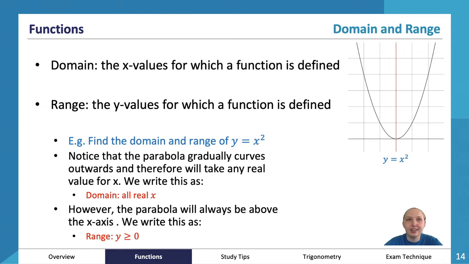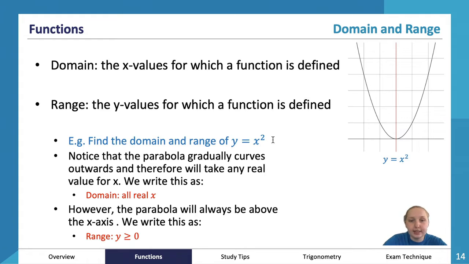Now, speaking from my experience, I didn't love domain and range, but once you get used to it, it's not too tricky. You may have been introduced to this in year 10, so you may remember that your domain is just the x values for which a function is defined. So on which x values are we going to have a matching y value? And then your range is kind of the opposite. It's the y values for which a function is defined. So essentially, where on the y-axis is there a matching x coordinate?